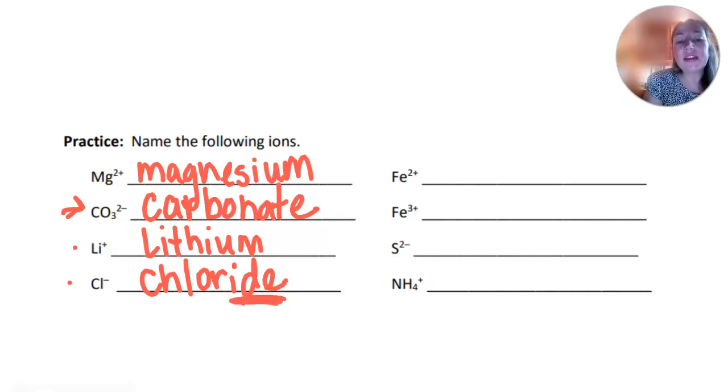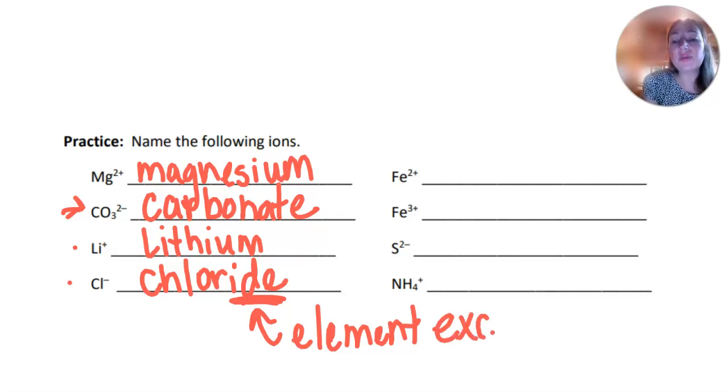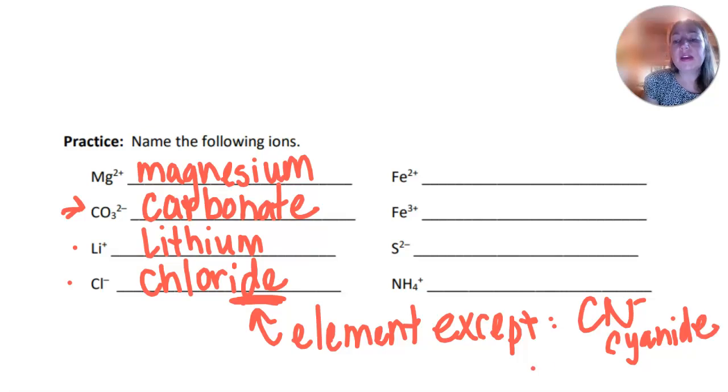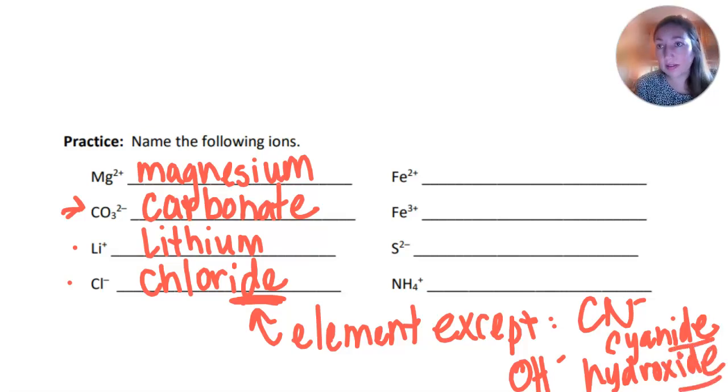So the ide really indicates usually that you just have an element. So ide is for element. There are those 2 main exceptions that we just saw. CN minus, of course, is cyanide, and OH minus is hydroxide. Usually, ide tells us we have the element, unless it's cyanide or hydroxide. Usually, ates and ites tell us that we have polyatomic ions.